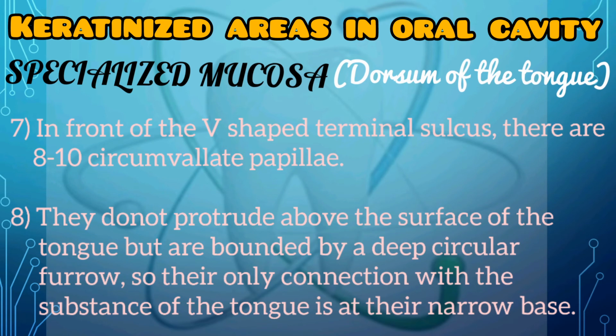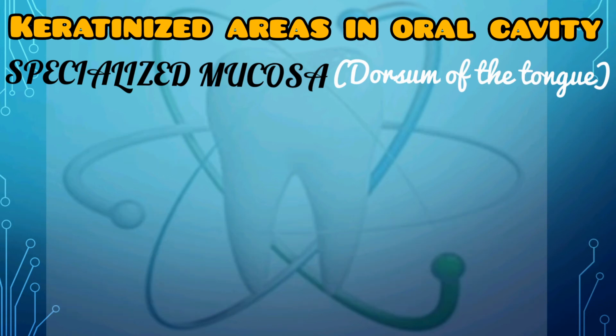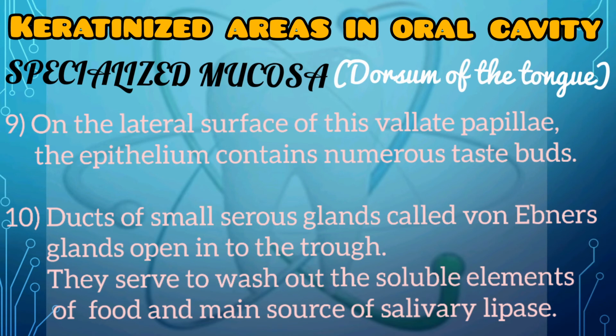In front of the dividing V-shaped terminal sulcus between the body and the base of the tongue are 8 to 10 vallate papillae or circumvallate papillae. They do not protrude above the surface of the tongue but are bounded by a deep circular furrow so that their only connection to the substance of the tongue is at their narrow base. On the lateral surface of these circumvallate papillae, the epithelium contains numerous taste buds. The ducts of small serous glands, which are called von Ebner's glands, open into the trough. They may serve to wash out the soluble elements of food and are the main source of salivary lipase.